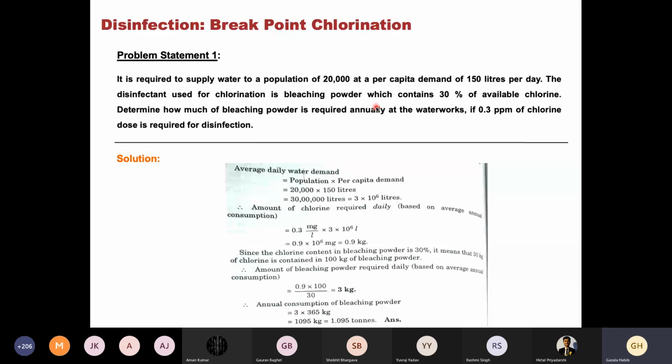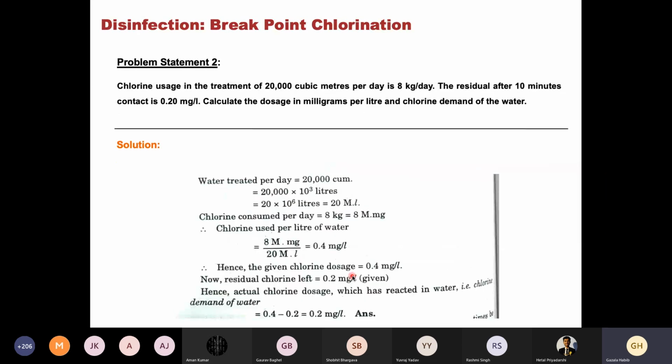This particular example is very easy. If you go through this example, you will learn how. It's on page number 485, 486 of the book. That is all related to the disinfection process.